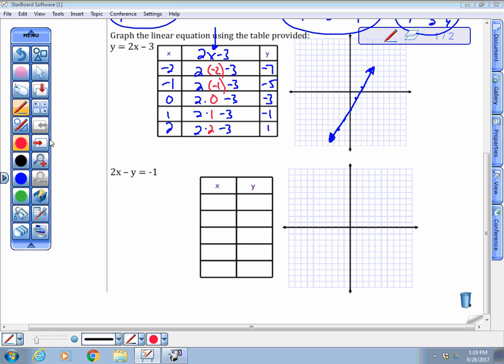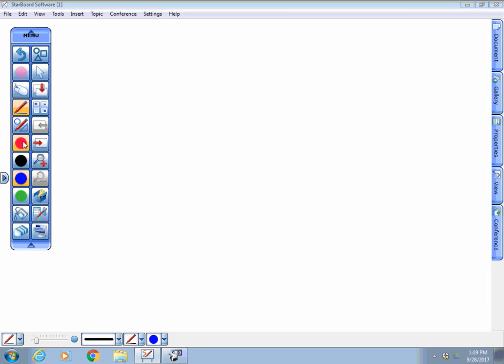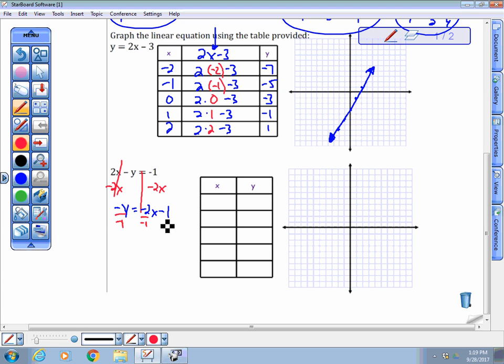Now this one here, let us solve for y first. So I will subtract 2x to both sides. And I'll be left with a minus y equals a minus 2x minus 1. And then divide everything by negative 1, to get y equals 2x plus 1. Using the same numbers, negative 2, negative 1, 0, 1, 2, I'm actually going to cross off that y and put it in the next column over. And I will put the 2x plus 1 here.